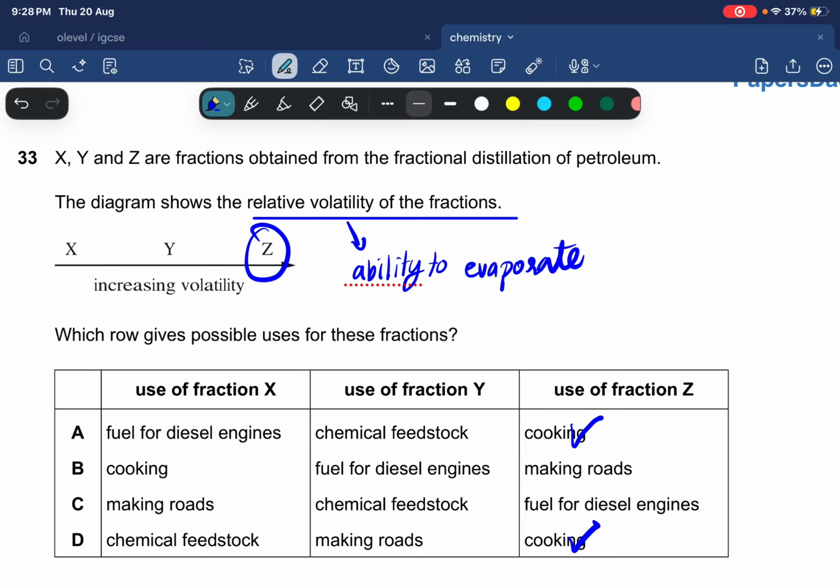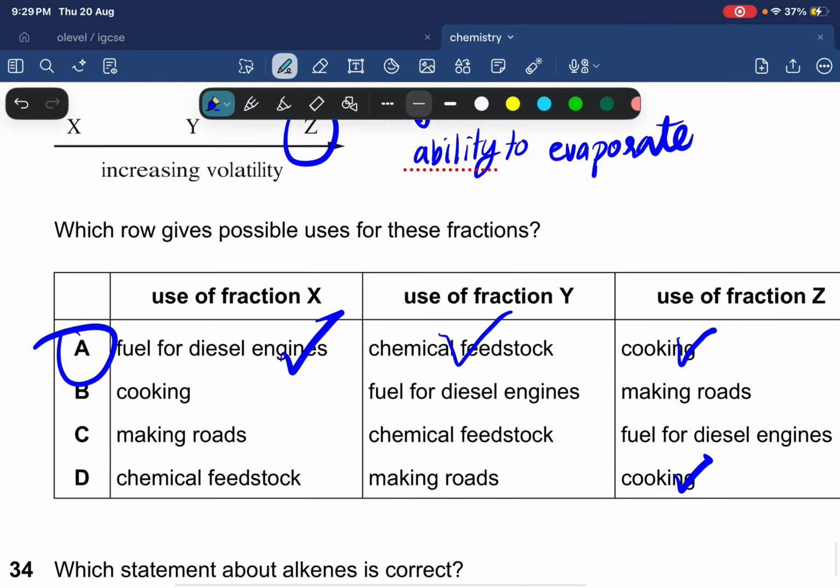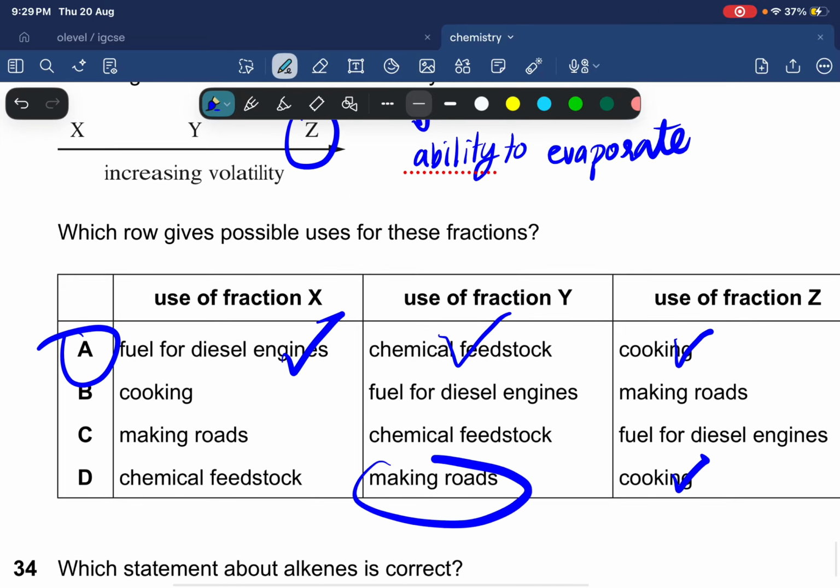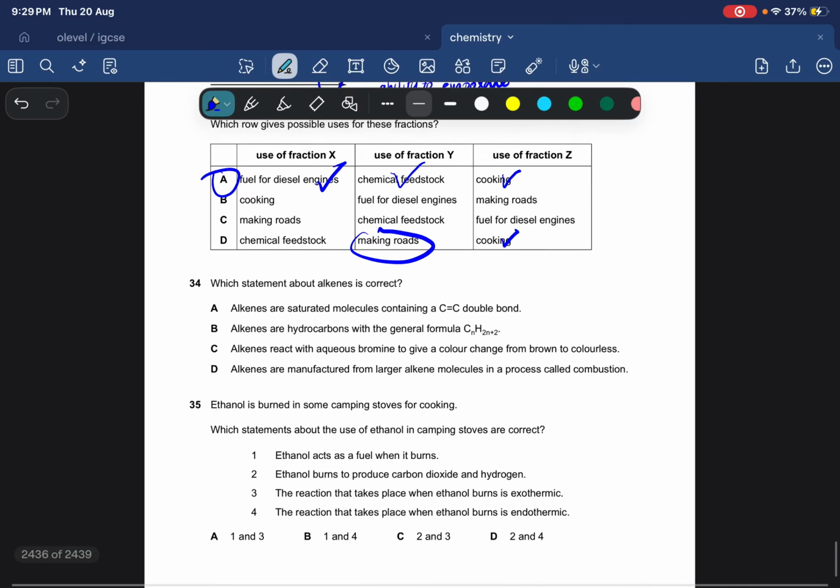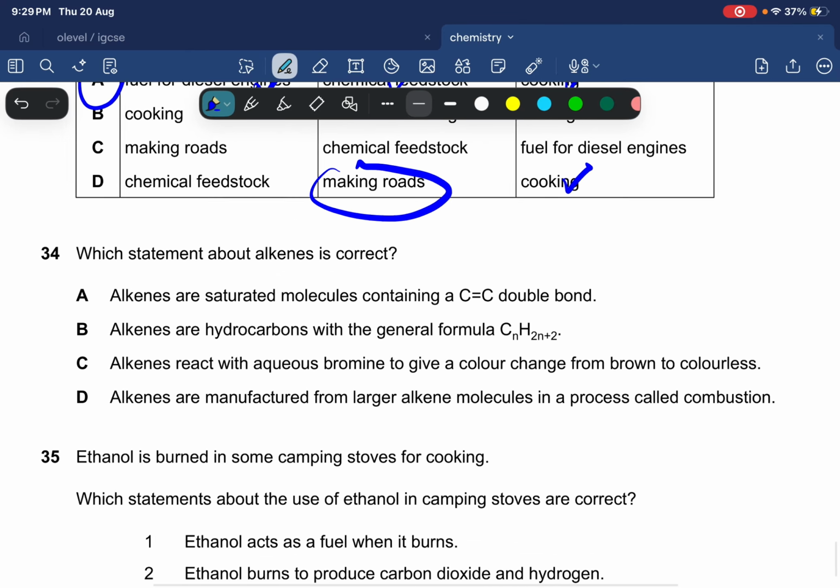And the least volatile, okay, then use of fraction Y, chemical feedstock, and then use of fraction X, fuel for diesel engines. Yeah, the least volatile should be fuel and the most volatile should be the cooking thing. So that's what I think. Making roads, no, I don't think. That's just my instinct.